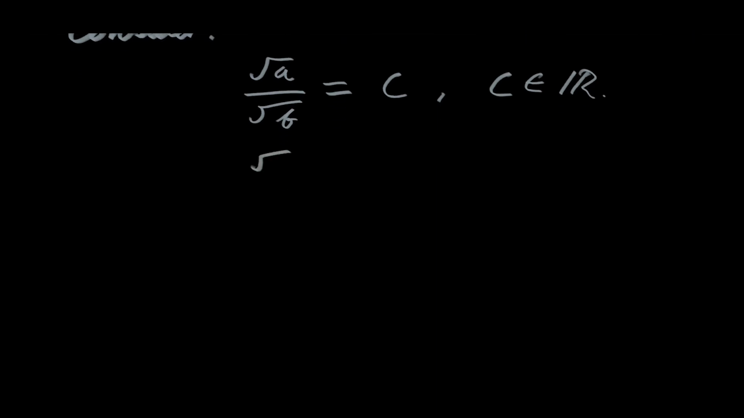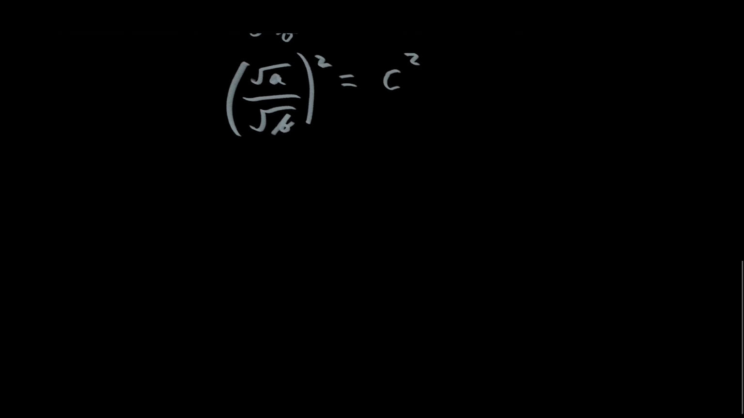We have to put the entire left-hand side in brackets because we're squaring the entire left-hand side. And we need to square the right-hand side to keep the equation balanced. So we'll have C squared on the right-hand side.